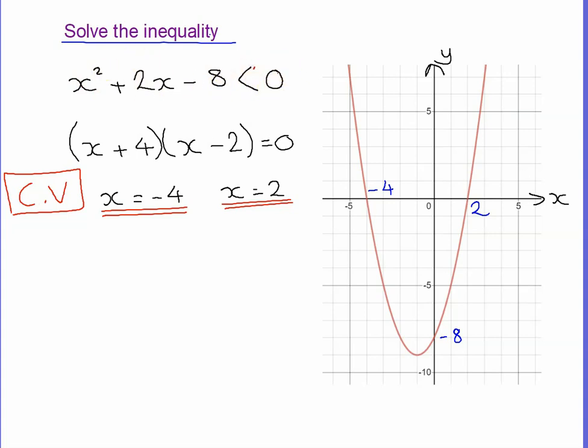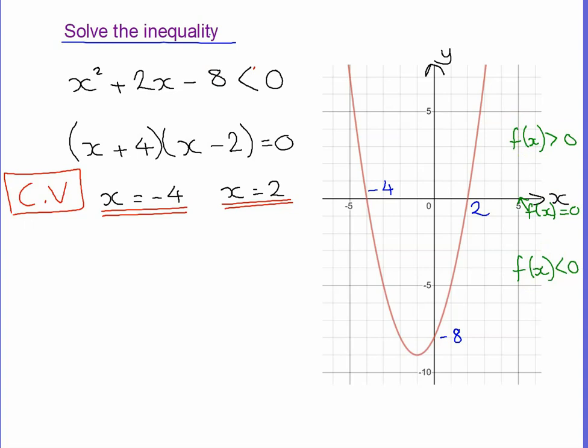So if we have a look, on this line here, this is where the function of x is equal to 0, because when we set it equal, we got these two values. So below this line, this is where the function of x is lower than 0, and above the line, this is where the function of x, the function we're looking at here, is greater than 0. So we want the area where the function of x is less than 0.